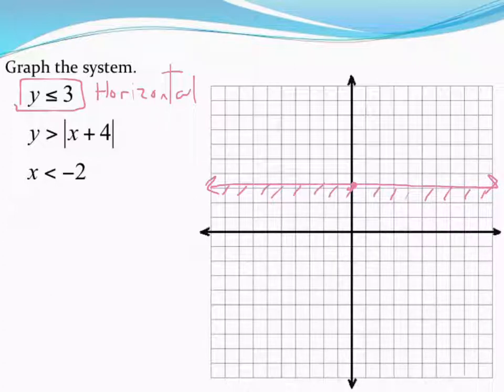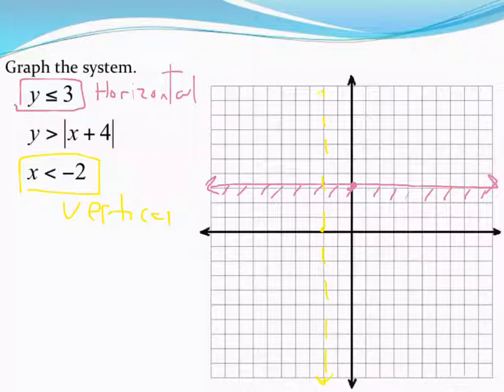Let's switch colors and do our vertical line. The x by itself is going to be a vertical line. So I'm going to count negative 2 spaces on the x-axis and draw a vertical dashed line through that point, because this time I'm not allowed to be equal to it.